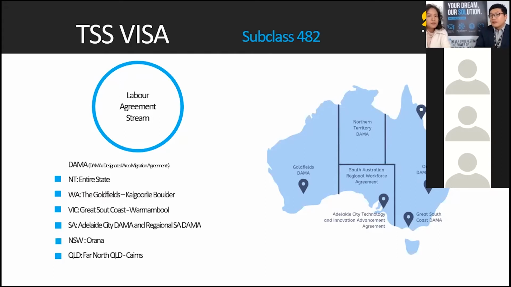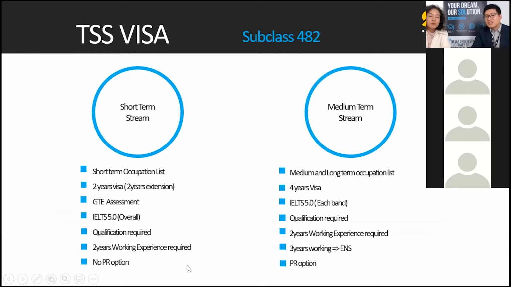So a cook cannot apply for a permanent visa through the TSS visa in a big city, but based on the DAMA, a cook can still apply for a permanent visa through the TSS visa later. So this is DAMA. This is the agreement, and using that agreement you apply for the TSS visa, that is the labor agreement stream. That's it. So today I will mainly focus on these 2 streams first: short term and medium term.